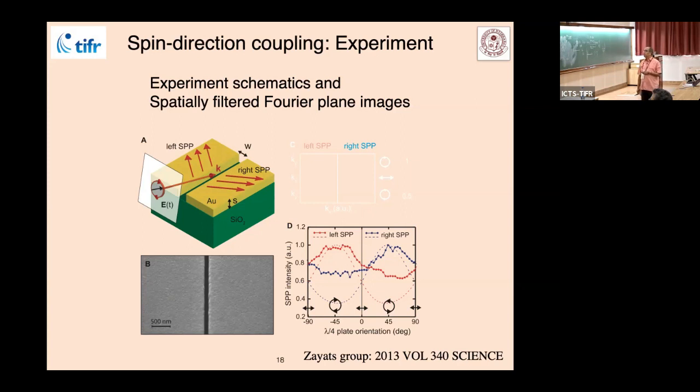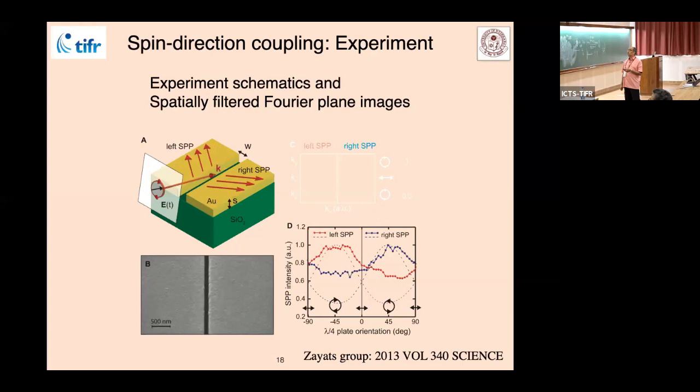Let me just say in words that if you take this linearly polarized light, which is the equal superposition of right and left circular, you will see equal spots on the left and right side. So there is equal probability that the wave can propagate in the positive direction and the negative direction. Now, preferentially, you take left circularly polarized light. You'll be exciting this in one direction.